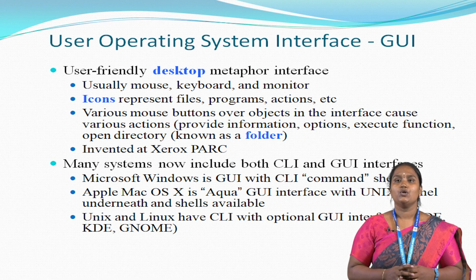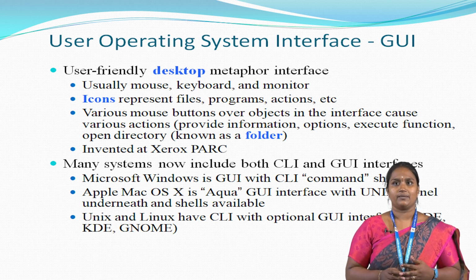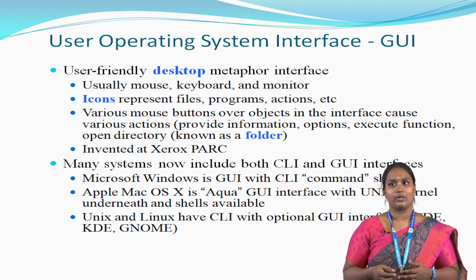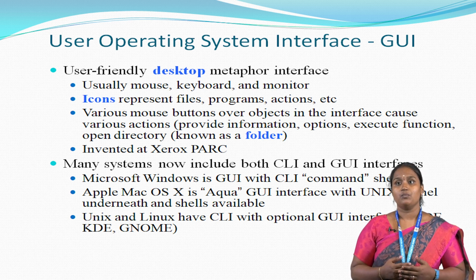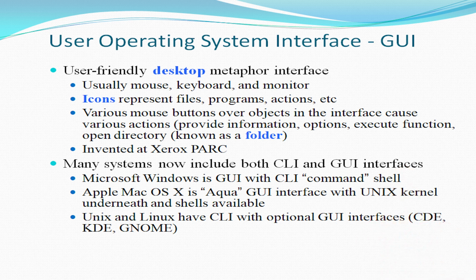Desktop interface, usually with mouse, keyboard, and monitor. Icons represent files, programs, and actions. Various mouse buttons over objects in the interface cause various actions. It was invented at Xerox. Many systems now include both CLI and GUI interfaces. Microsoft Windows is a GUI with a CLI command shell. Apple Mac OS is the Aqua GUI interface with the Unix kernel and shell available. Unix and Linux have a CLI with optional GUI interfaces.